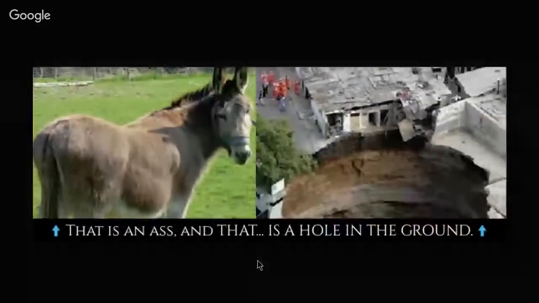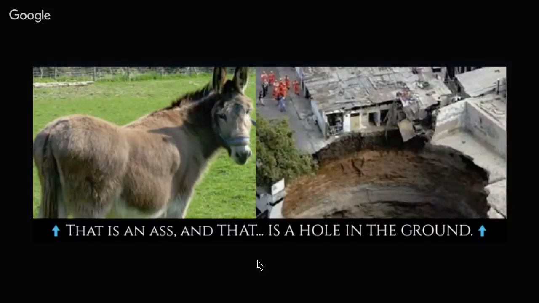Move on to the "that is an ass and that is a hole in the ground" section, as we like to identify wildlife as well as geologic features.